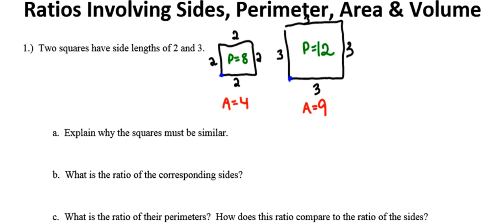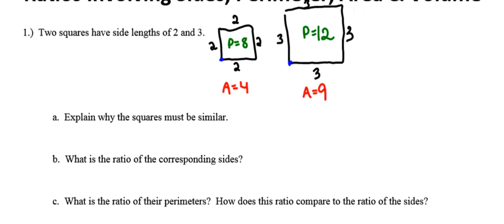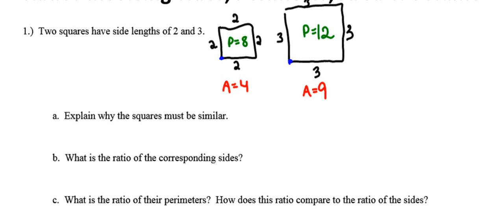The other thing I can say is that all of their corresponding angles are congruent because they're all right angles, and all of their side lengths are in proportion. So whatever way you want to think about it, you can think about it in terms of similarity transformations, or in terms of congruent angles and sides that are in proportion. But I'm going to jump ahead to letter B because this is really the crux of our discussion today. It wants to know what is the ratio of their corresponding sides.